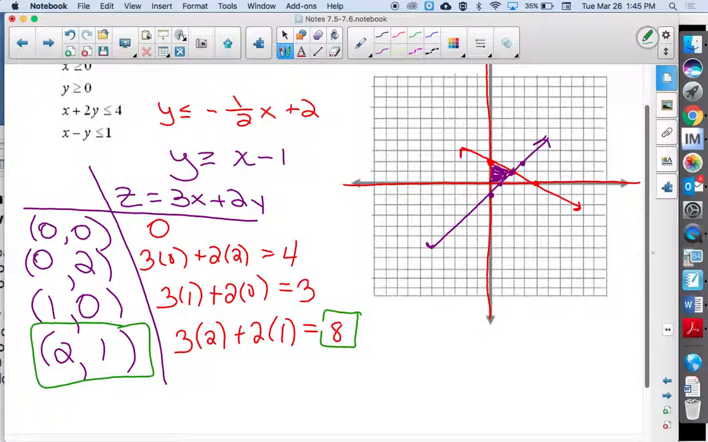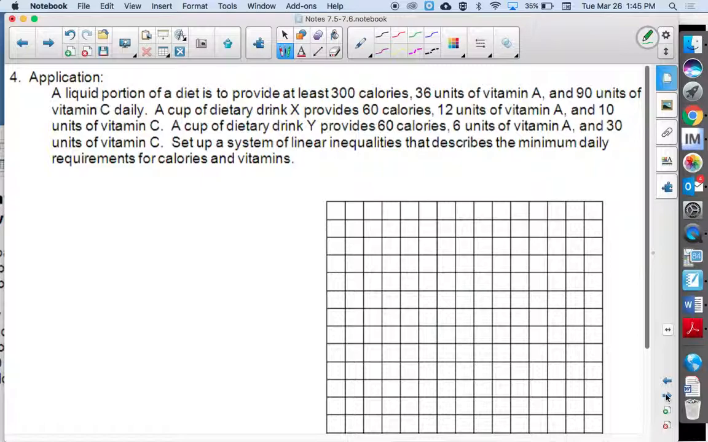The second problem below there is similar. It looks like a word problem though. So now we're trying to apply the application part to it. And we're looking at the liquid portion of a diet. It seems like a trendy thing right now to drink protein shakes, protein drinks.